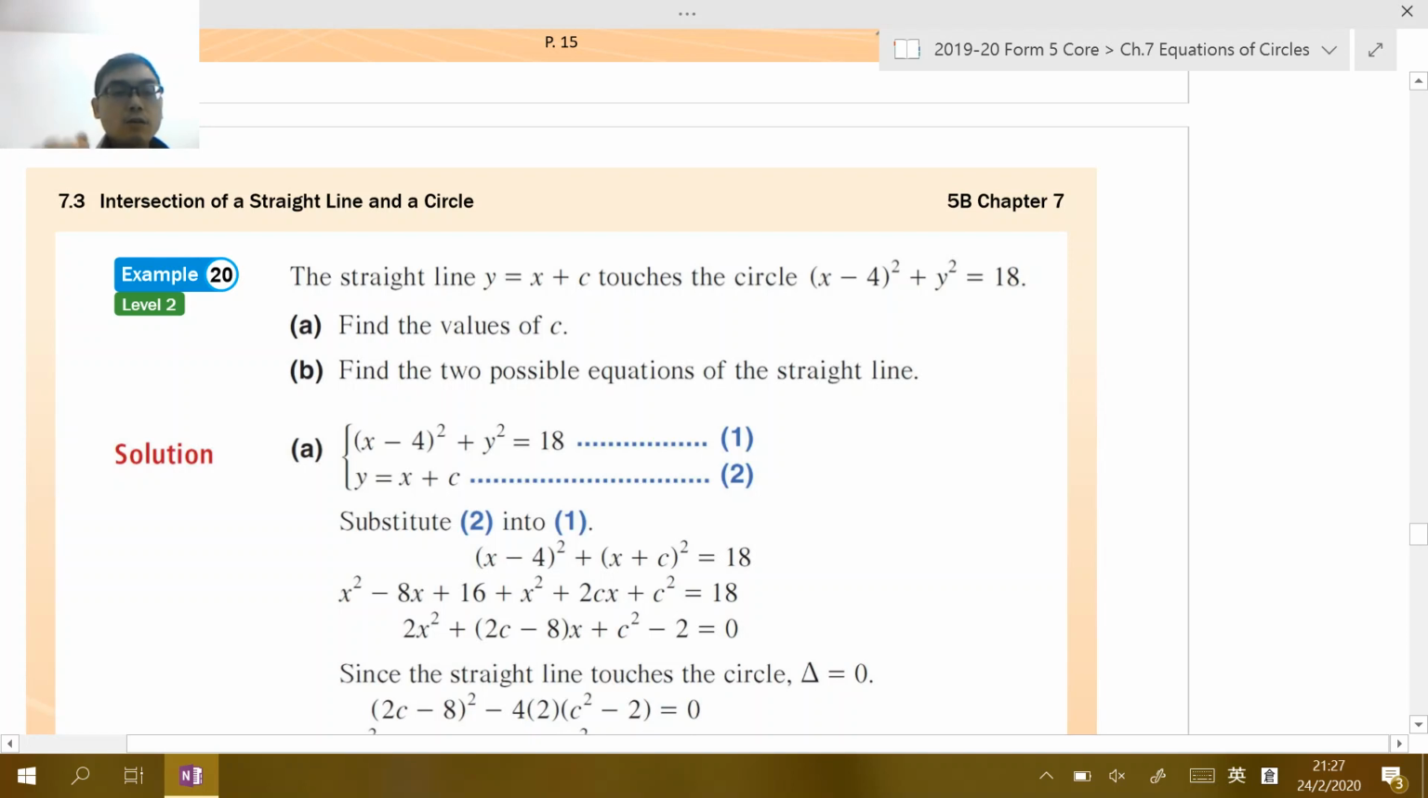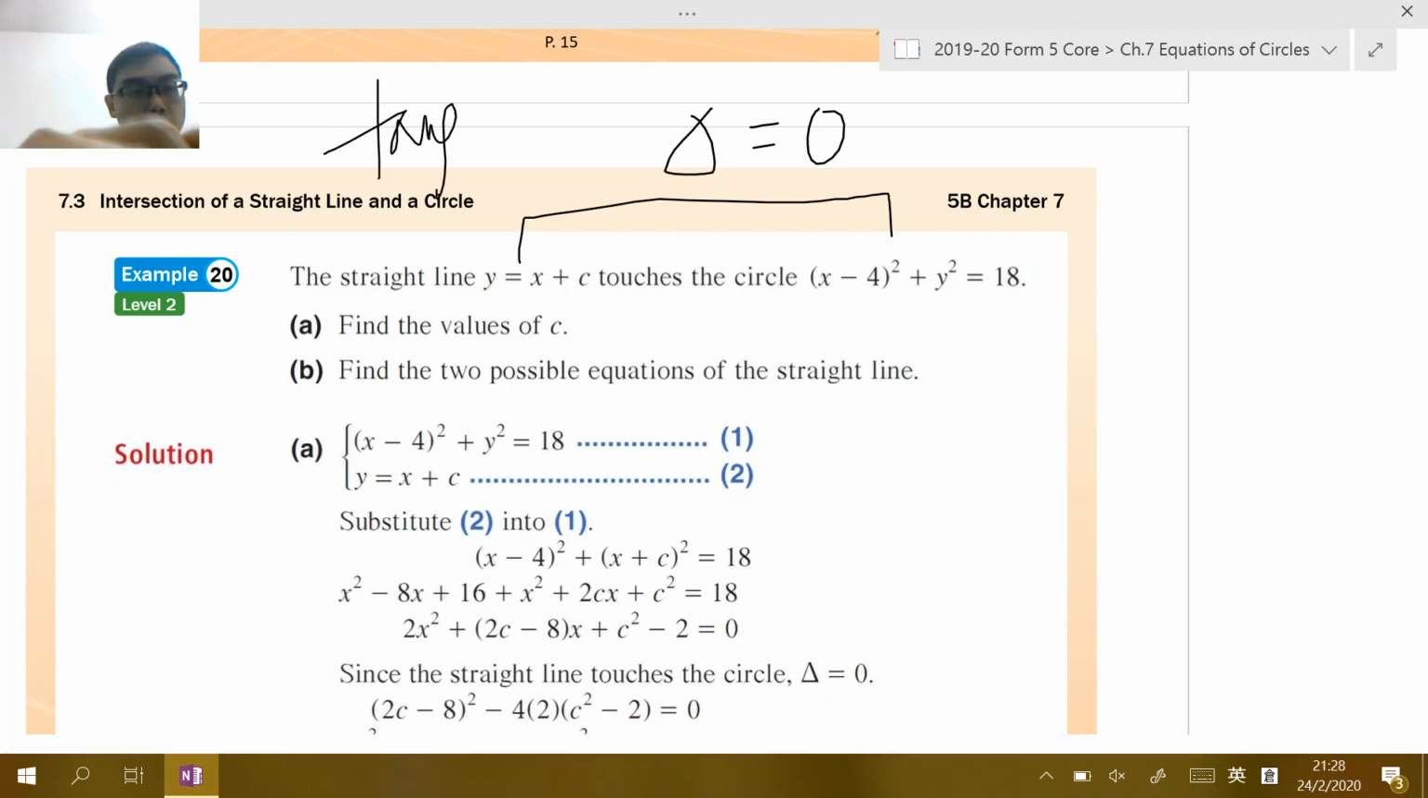So in order to find the last unknown constant c, in order to know the equation of tangent, you have to recall what we said before: tangent means one contact point. One contact point means discriminant equals 0. So you use discriminant equals 0, because for a tangent you have only one contact point.